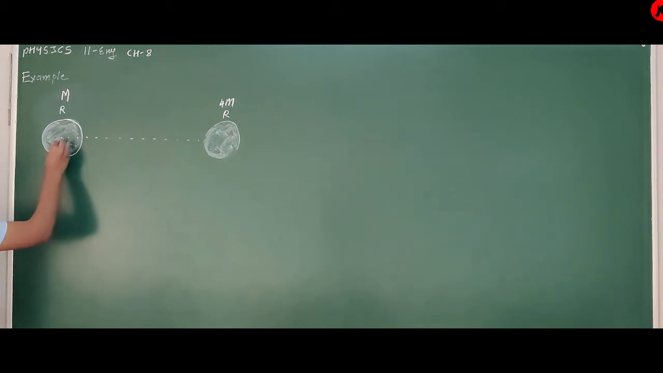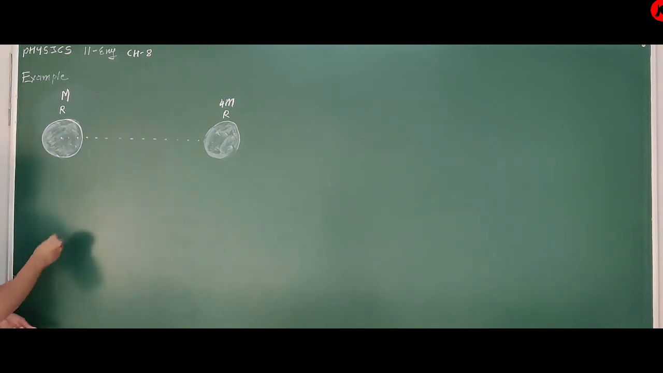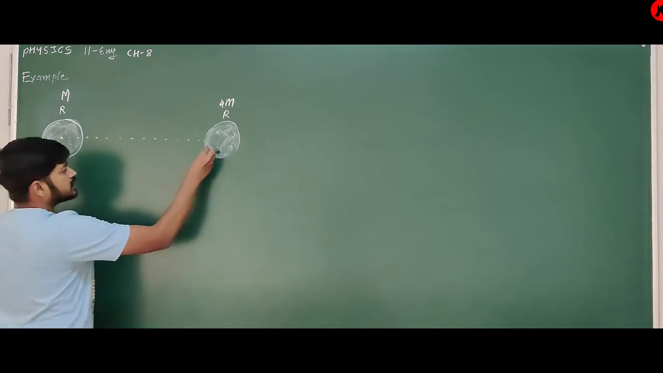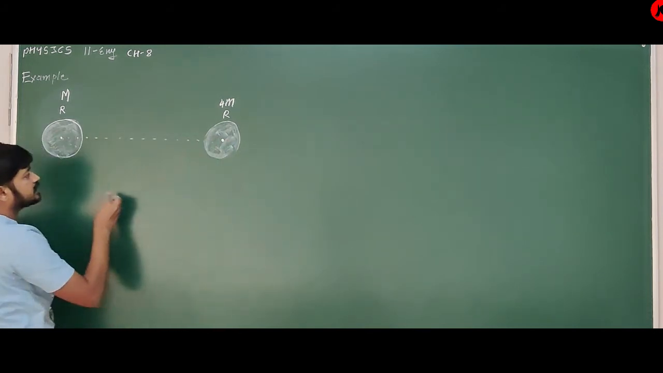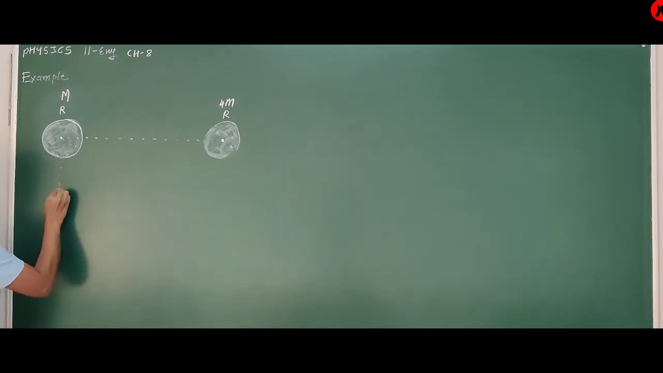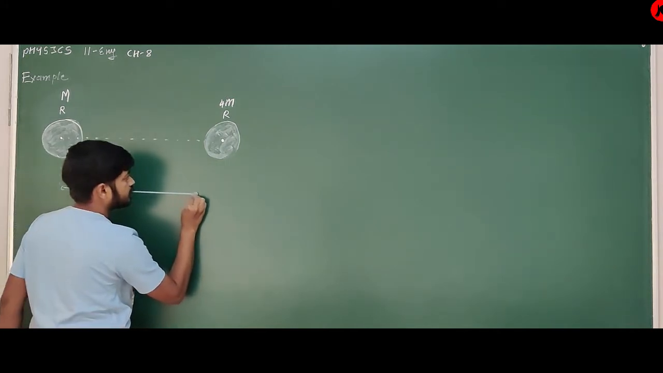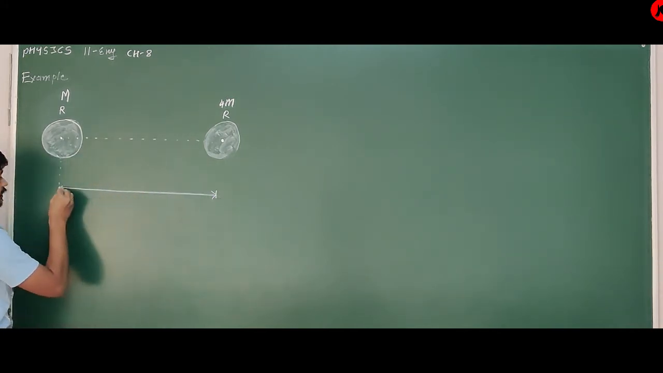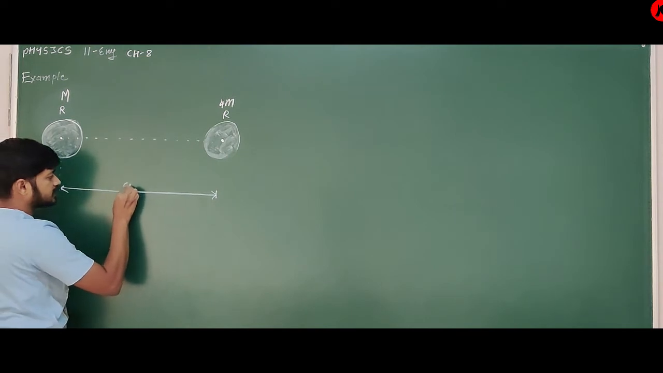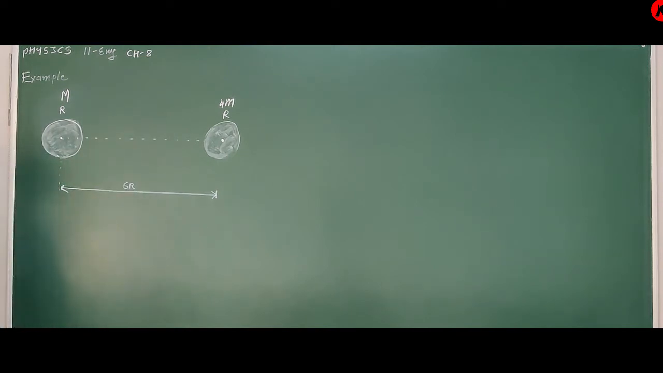The distance between their centers is 6r. So yes, it is one situation given. You are given two spheres having distance 6r between their centers.